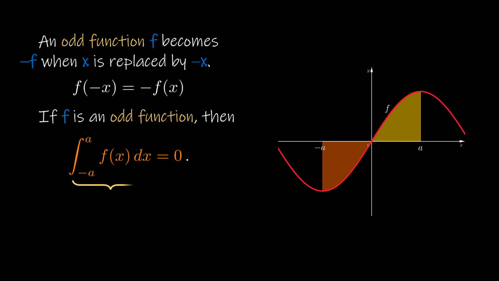For any value of a, the definite integral is the net area of f, and it is equal to the area above the x-axis minus the area below the axis. Because these areas are equal, their difference is 0.